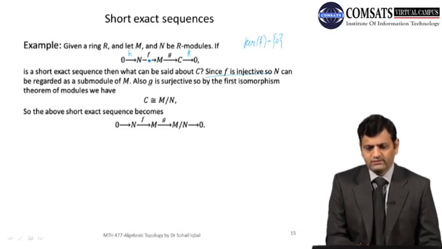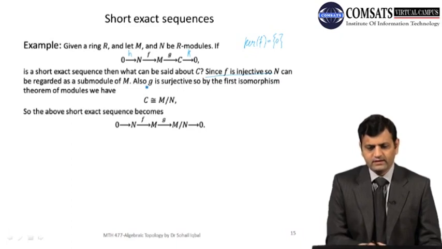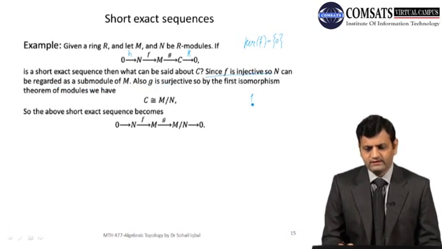If the kernel of F is 0, then F is 1 to 1, once again using the result that we proved earlier in today's lecture. So F is injective, or 1 to 1. So N can be regarded as a submodule of M. Of course, when we say regarded, it means that F of N lives inside M, and F is an injective R module homomorphism. So there is a 1 to 1 correspondence between the elements of N and the elements of F of N. So we can say that there is a copy of N inside M.